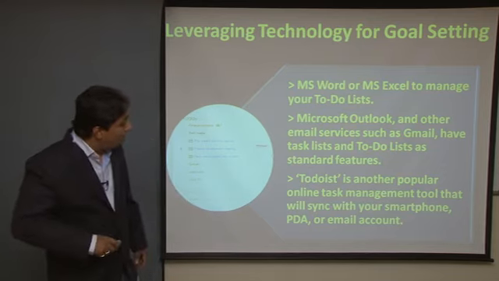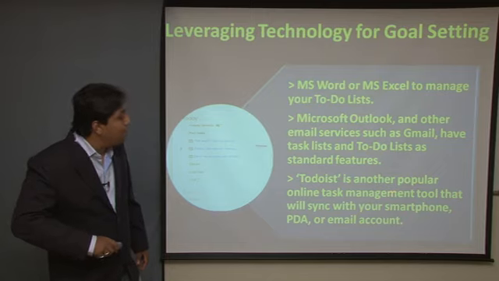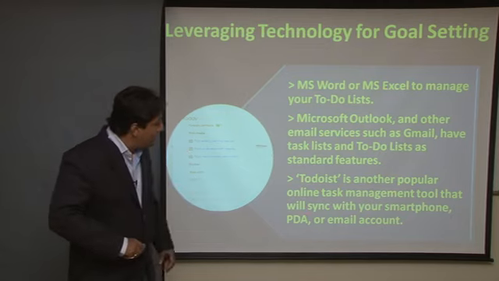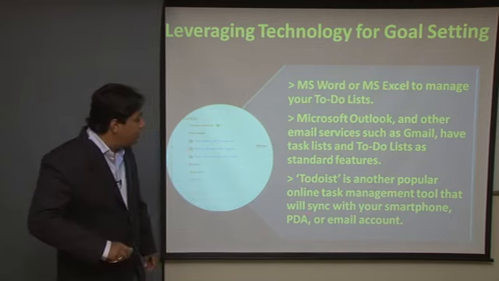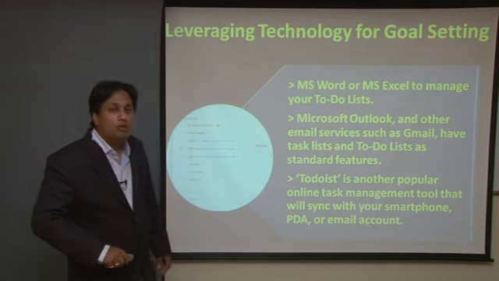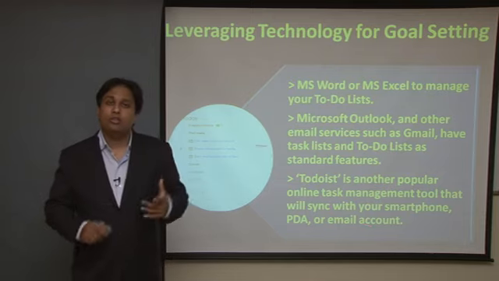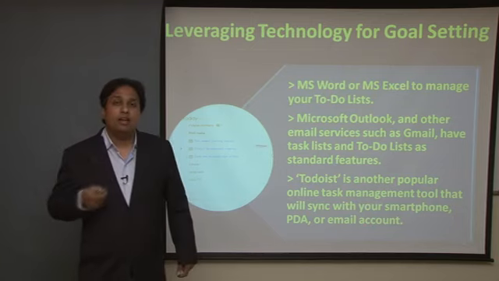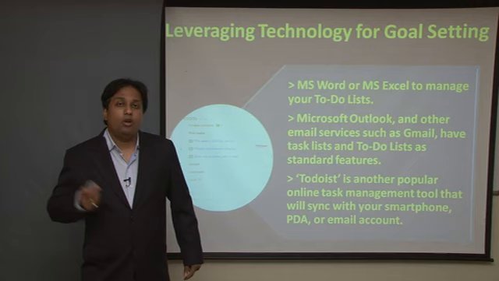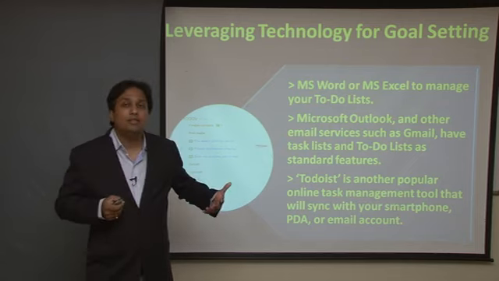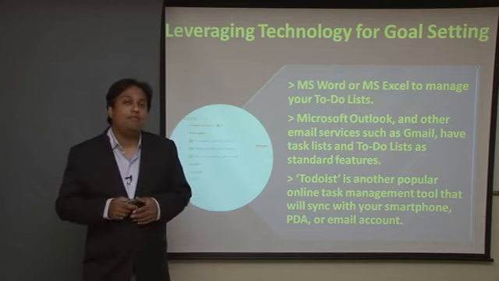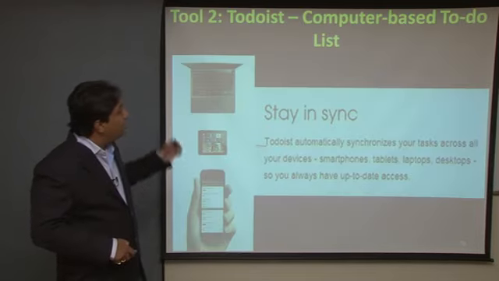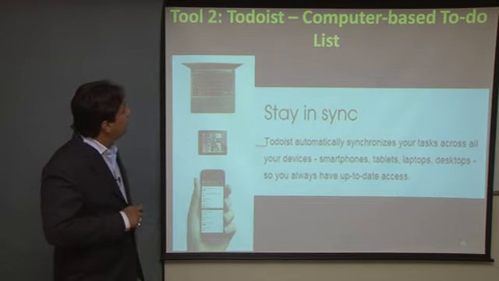So Todoist is another important, popular online task management tool. What it does basically is it synchronizes with your smartphone, with your PDA or with your email account. It can work in both online as well as offline mode, and will help you manage your tasks on a weekly, daily, or monthly basis in a very effective and efficient manner. The next few slides we are going to dedicate to the second tool, which is Todoist.